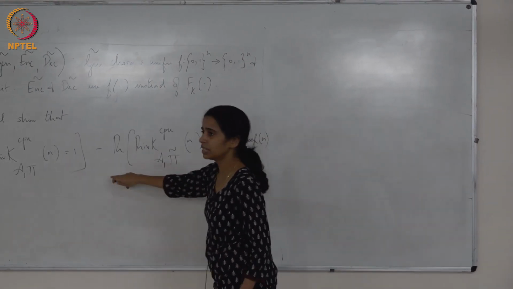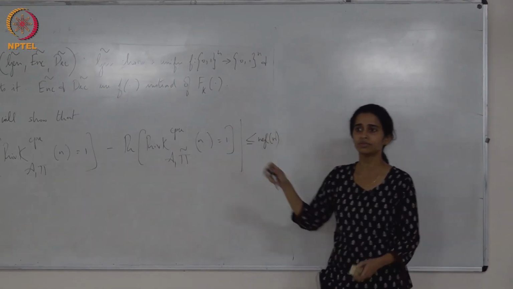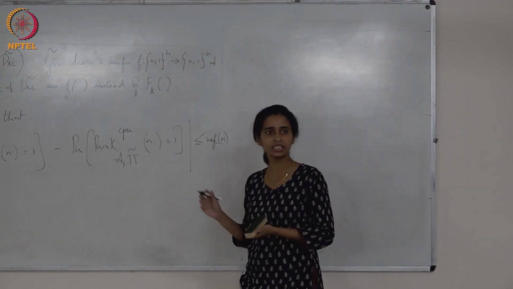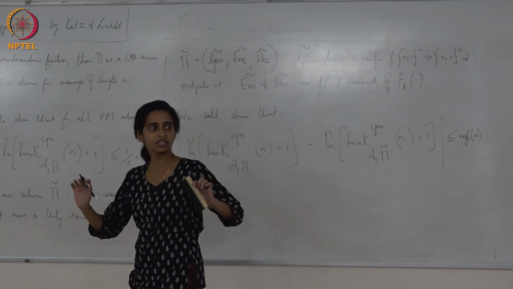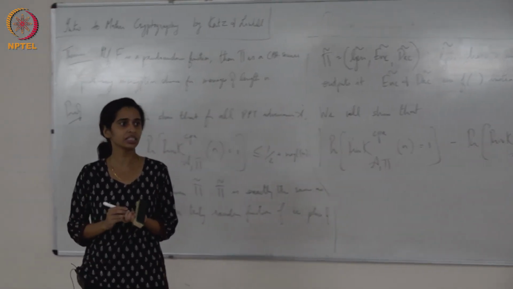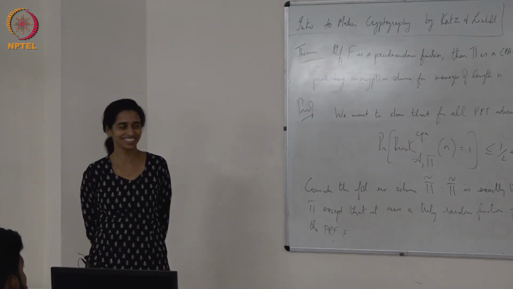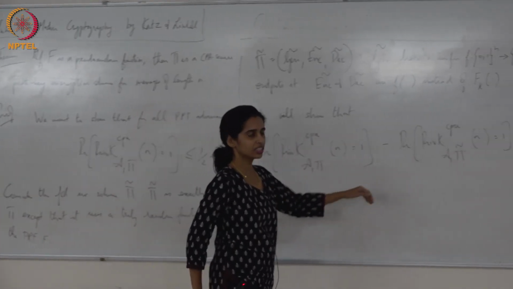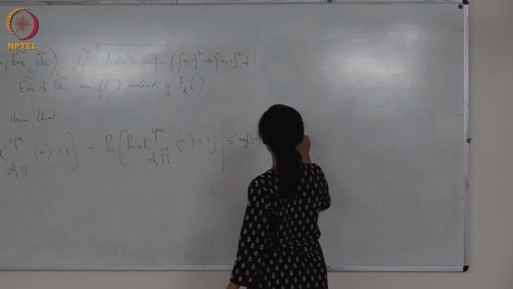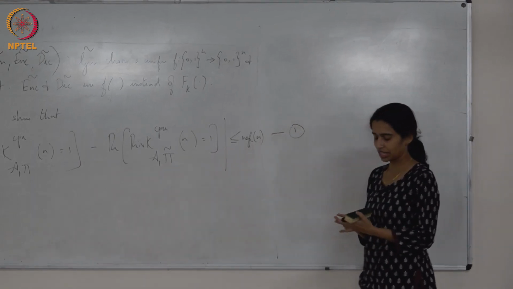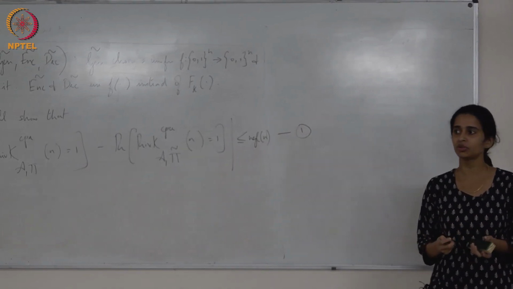So is this statement okay? Is this inequality making sense? How we obtain it is a different question, but mathematically is it making sense? Bigger, yeah. Okay. So why can this inequality be true? I'm saying this is what we want to show. Can you think of why this inequality can be true?